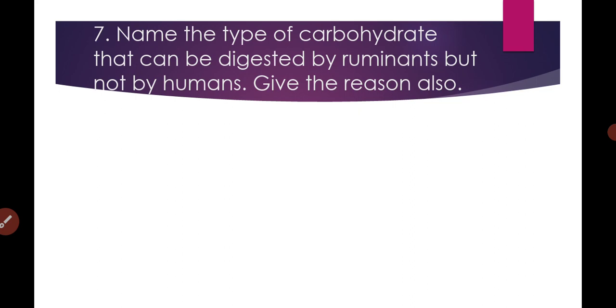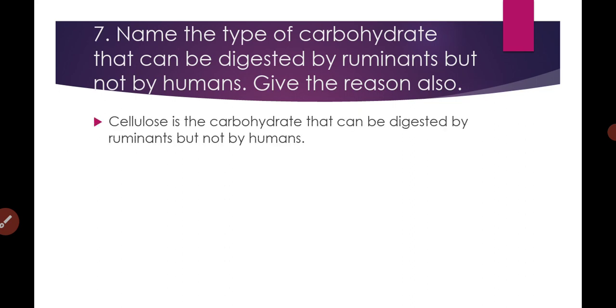Name the type of carbohydrate that can be digested by ruminants but not by humans. Give the reason also. You have to name the type of carbohydrate that can be digested by ruminants, like the grass-eating animals, which are called ruminants, right? It can be digested by ruminants but it cannot be digested by humans. What is the name of the carbohydrate? The answer is cellulose. Cellulose is the carbohydrate that can be digested by ruminants but not by humans.